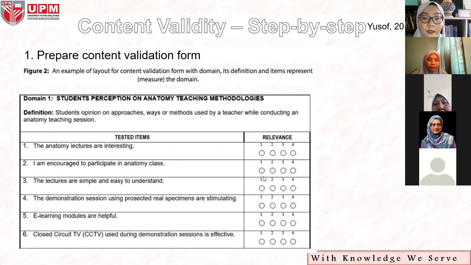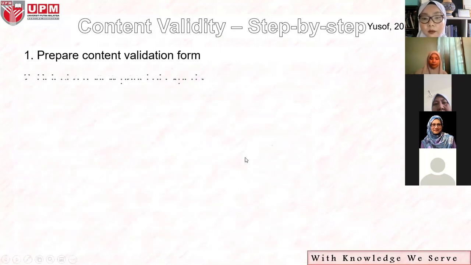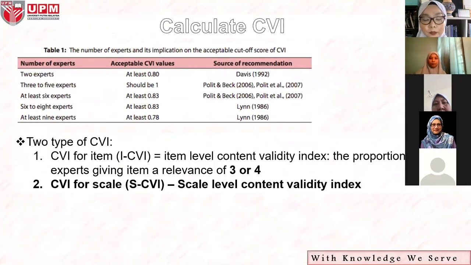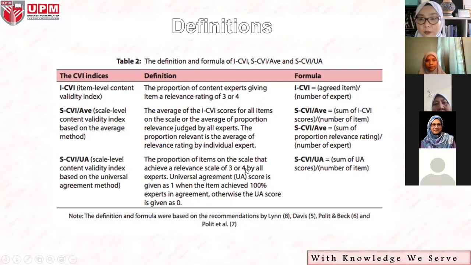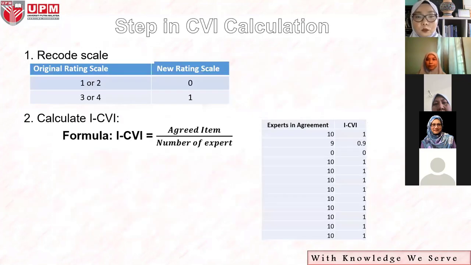So after you prepare this one, you distribute it to the expert. Now we want to calculate the CVI. Again, we have two CVIs, item level CVI and scale level CVI. So this is basically the definition of I-CVI and S-CVI. First we need to calculate the I-CVI, the item level content validity index.